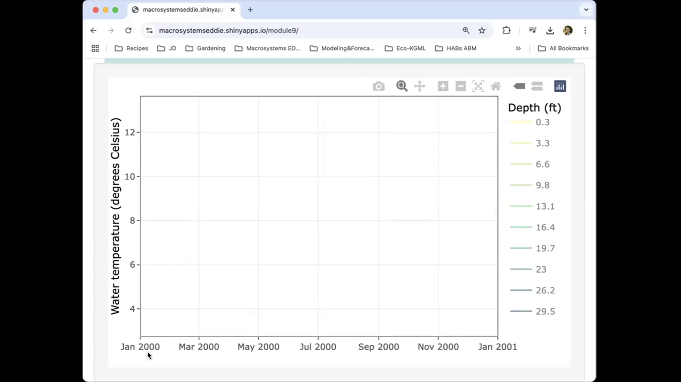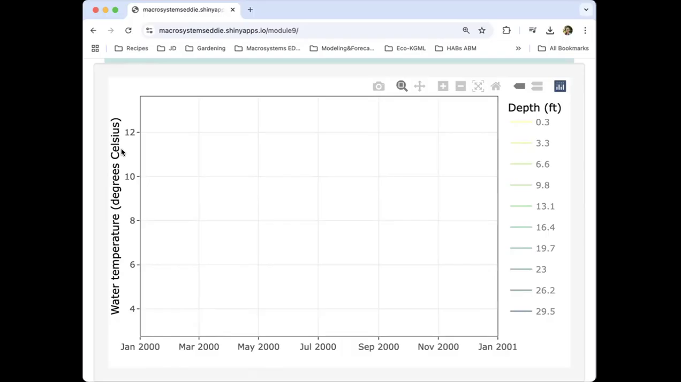Axes have labels, which indicate the values that are shown along the axis. In this case, you can see that the x-axis is showing dates from January of 2000 till January of 2001. And the y-axis is showing numbers, 4, 6, 8, 10, 12. It's a little less clear what these numbers represent, but we can get a clue if we look at the axis title, which tells us that in this case, the numbers represent water temperature in degrees Celsius.